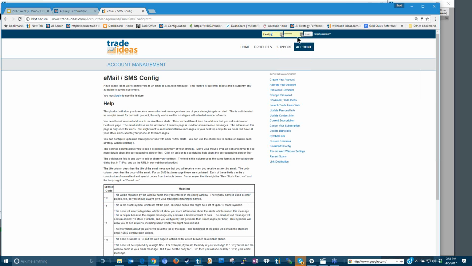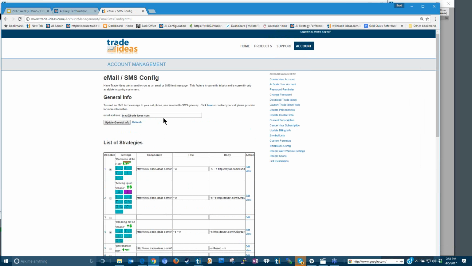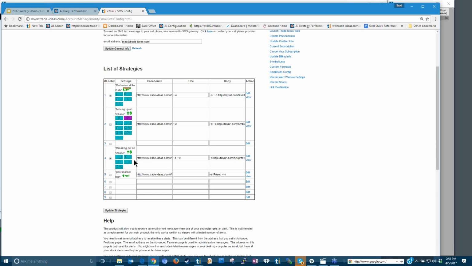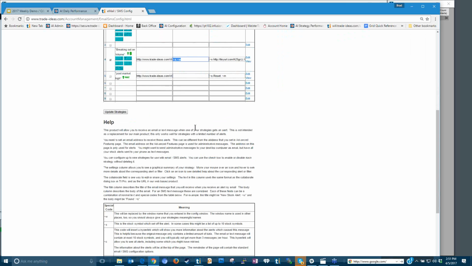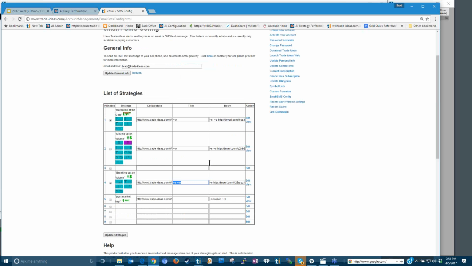let me log out of this one and log into this account. So this account happens to have some set up, and I get these all the time. This breaking out on volume is a great strategy that I get. And yeah, I get this emailed to me every day. So this is a sample of how you would set it up. You drop your collaboration link in here, put a couple of codes here, and we explain what those codes are depending on how you want that email to look to you. And then when you get that, there's a link in there you can click on, and it'll open up the browser version of Trade Ideas, so you can see a streaming alert window of the strategy that you had generated.